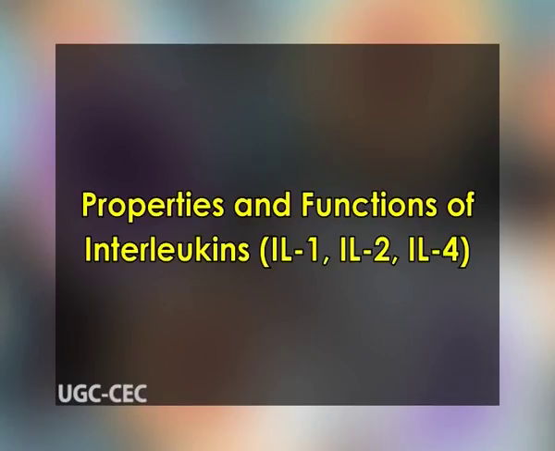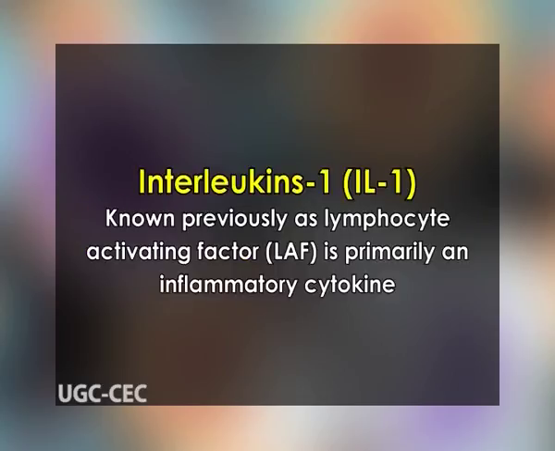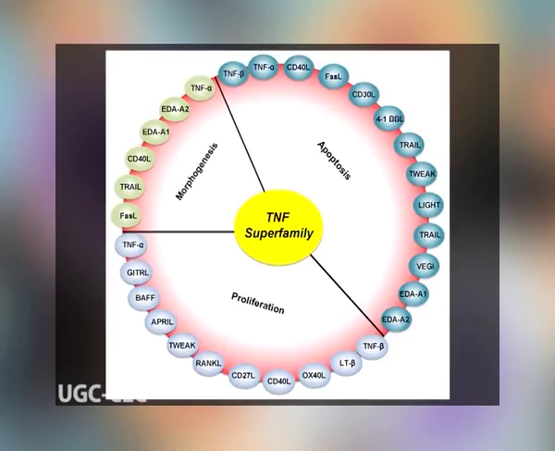Now let us discuss the last section of today's topic, that is properties and functions of interleukins, which include interleukin 1, interleukin 2 and interleukin 4. Interleukin 1, that is IL-1, known previously as lymphocyte activating factor, that is LAF, is primarily an inflammatory cytokine. Biologically, interleukin 1 is more closely related to tumor necrosis factor, TNF, than any other interleukin, although the structure and receptors for interleukin 1 and tumor necrosis factor are clearly distinct.